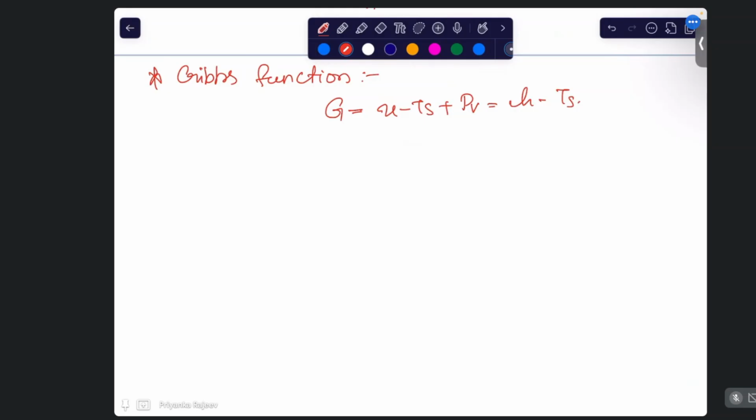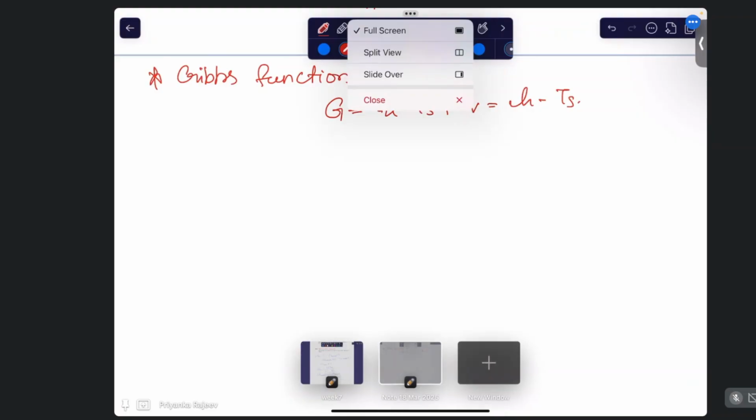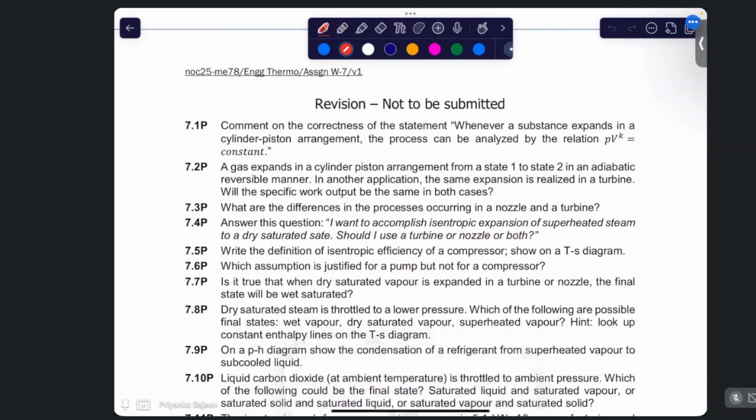Now we will discuss the revision questions of week 7. Week 7 revision questions.